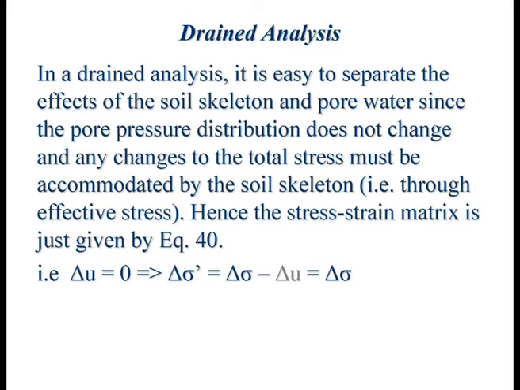So if you know what the pore pressure is, you can easily deduce the effective stress from the total stress. So the total stress-strain matrix is just given by the equations that we have before, which is equation 40. And essentially what it means is delta U equals 0. So delta sigma', the change in effective stress, equals the change in total stress. That's all it is. So in a drained analysis, from a computational viewpoint, it's easy on the computer. It's not necessarily easy on the user, because the user has got to think about what the boundary condition is. You know what I mean?